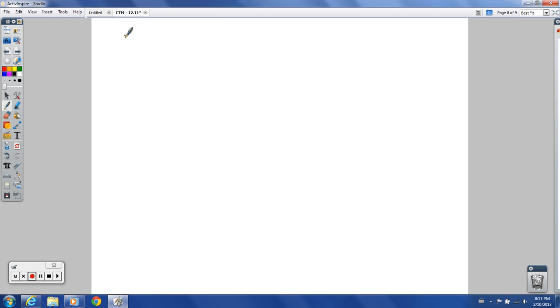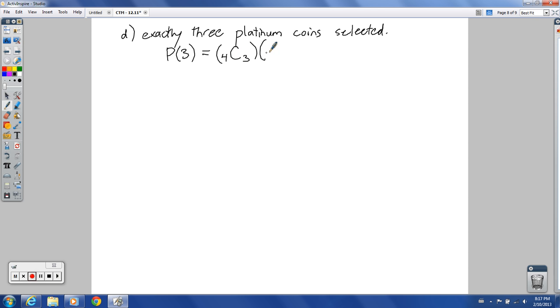Page after current, there we go. We're going to need one more page here for this one. So exactly 3 platinum coins selected. So getting more probability practice with this right here, getting more practice with the binomial probability formula. We got 4 choose 3 times 1/4 now to the third power, and then 3/4 to the 4 minus 3 power.